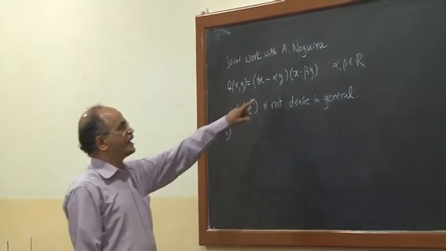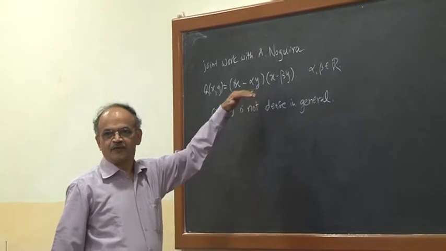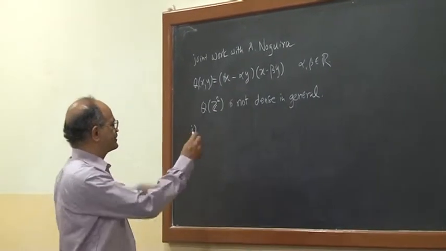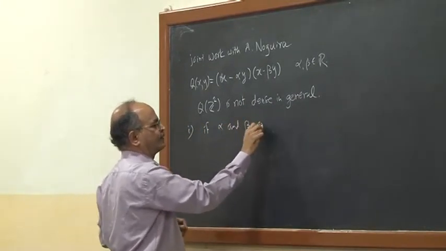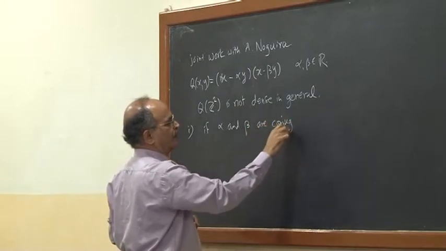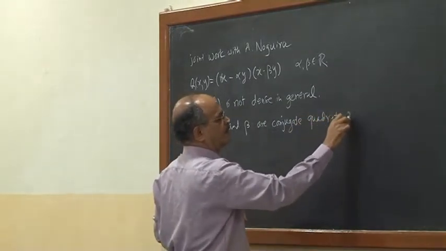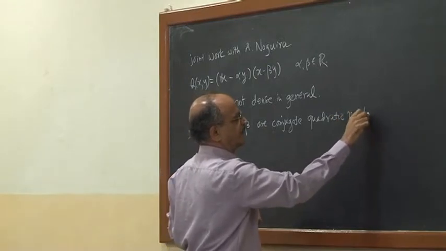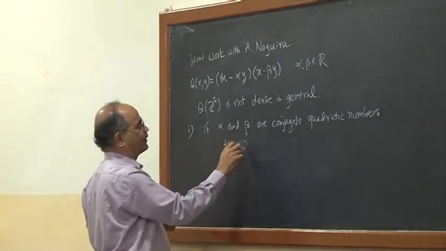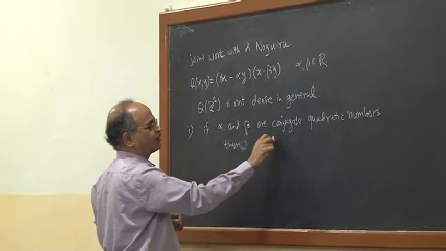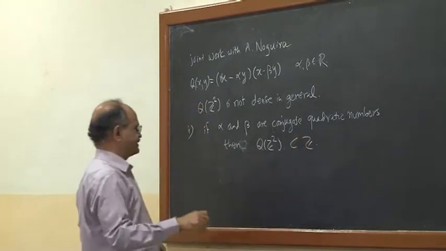The first thing is, if alpha and beta are two conjugate quadratic numbers, then you see that this form, even though written as real coefficients, Q of Z2 consists only of integers, right? So it's not dense.